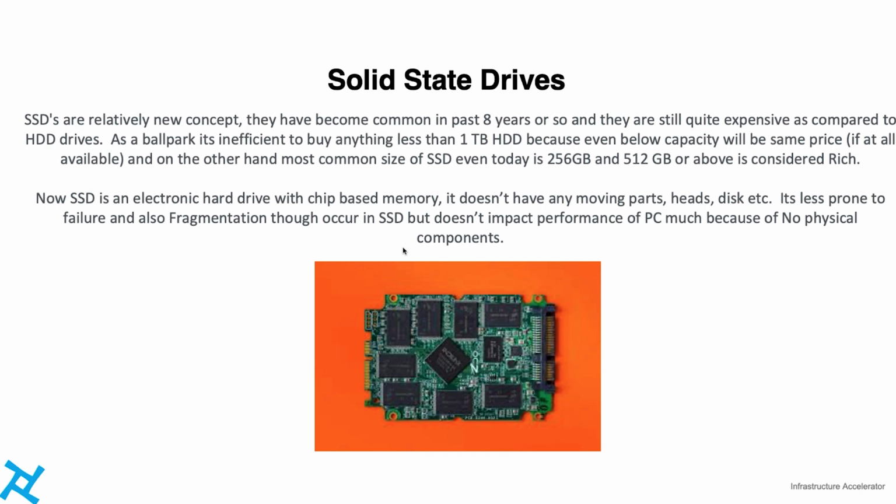An SSD is an electronic device with chip-based memory. It doesn't have any moving parts, any head, or any disk. It is less prone to failure, and there is no fragmentation that affects it. Or rather, fragmentation does occur on an SSD, but it doesn't impact performance because there are no moving parts and the head does not literally have to go to 20 different locations to retrieve the information. All the information is stored electronically and is retrieved within a second. This is why solid state drives are very fast.